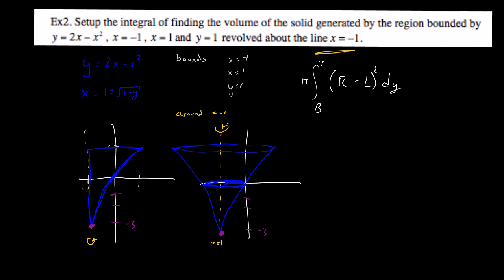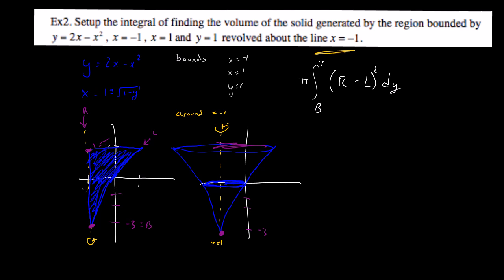Our top is this top point, this line right here, and this line is at 1. So our bottom is -3 and our top equals 1. Now we have our right function, which is the rightmost part of the shape that we're spinning, and the left function is the leftmost part of the shape that we're spinning. So we need the bottom, the top, the right function, and the left function.